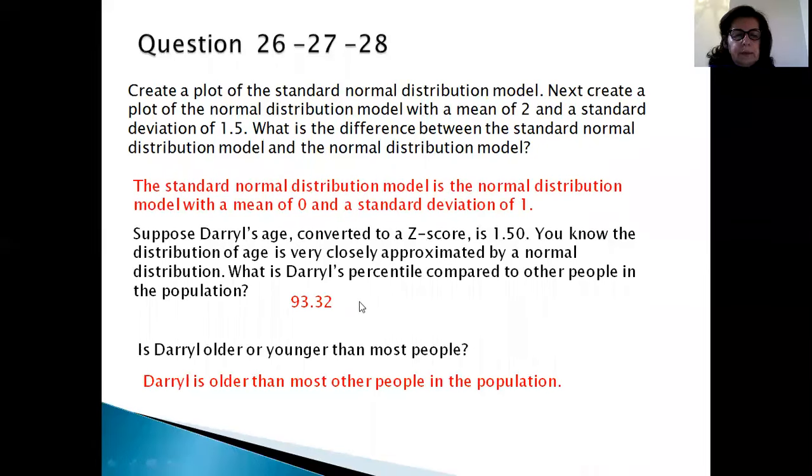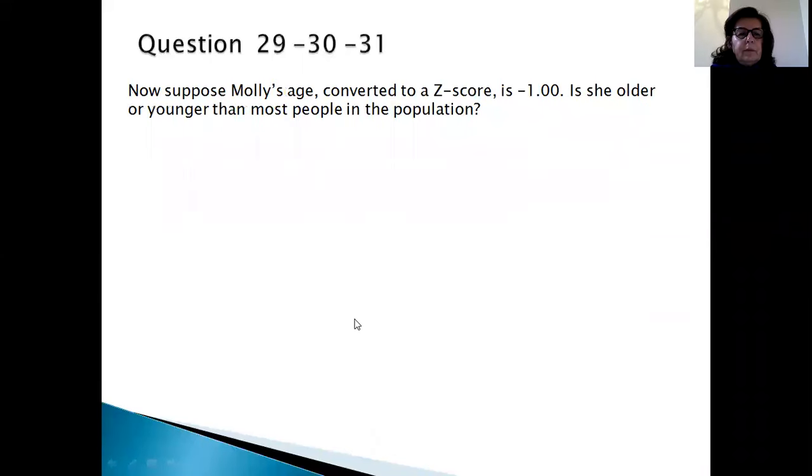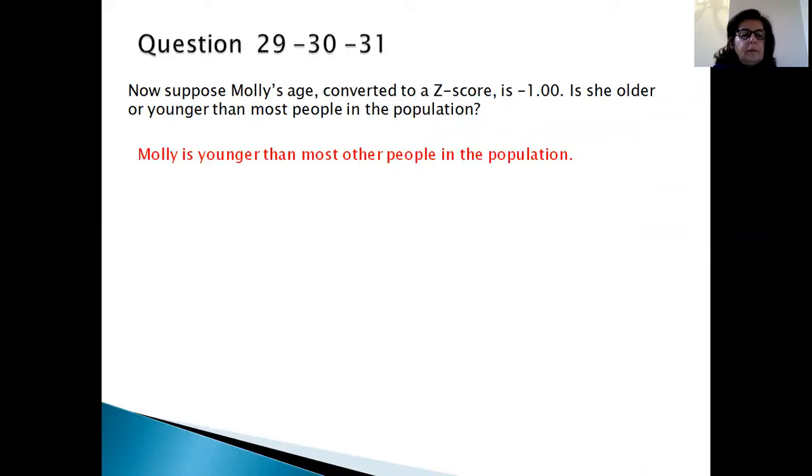This is Daryl. Now suppose Molly's age converted to a z-score and it is -1. Is she older or younger than most people in the population? As you remember, we found that Molly is younger than most of the people. Okay.